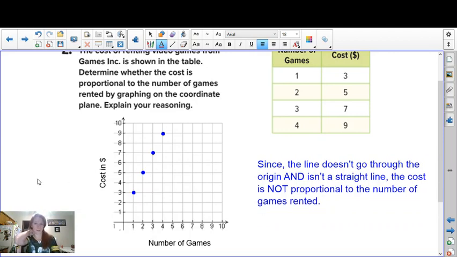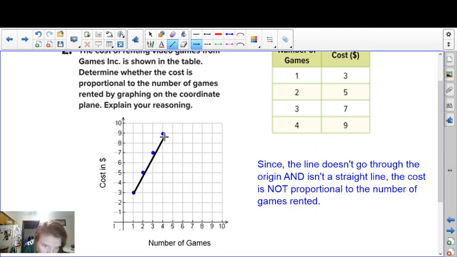So again, I know we were trying to make a line as best we could, but because it doesn't hit the origin and because it doesn't increase at a consistent rate, as close as we may try, even if I went back and started here, it's pretty straight, but it still doesn't hit the origin. It's a semi-close straight line. So it's not proportional because it doesn't go through the origin.